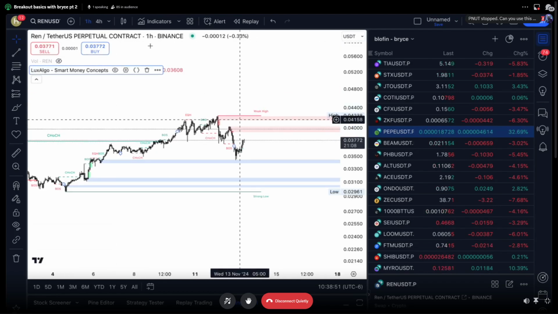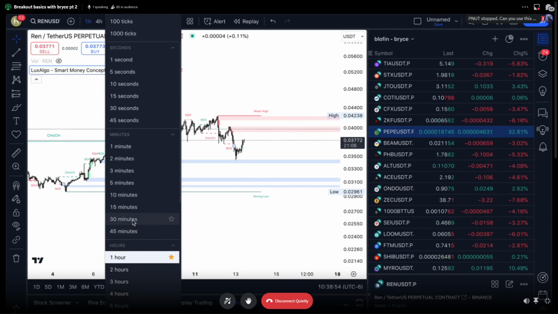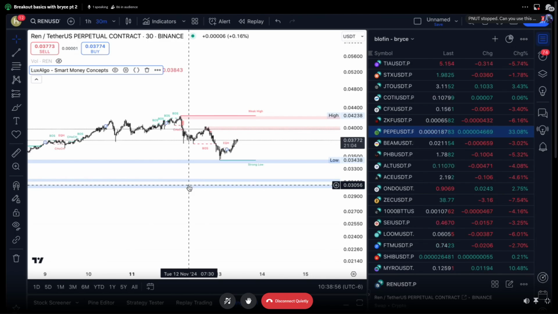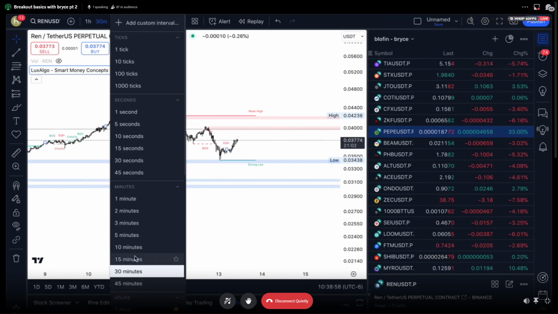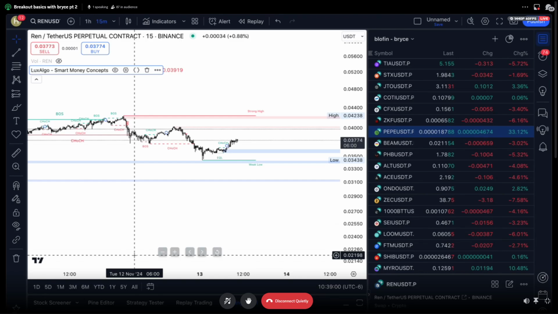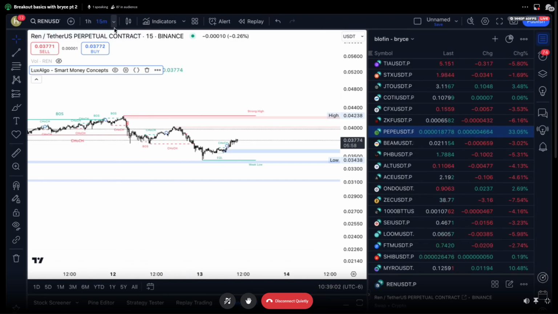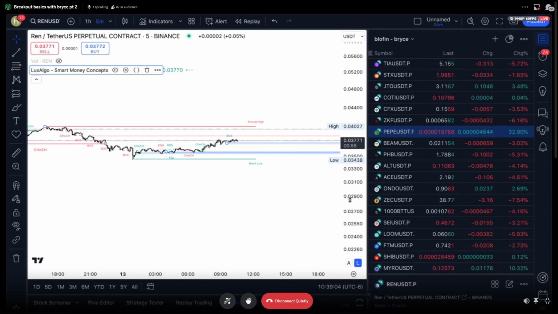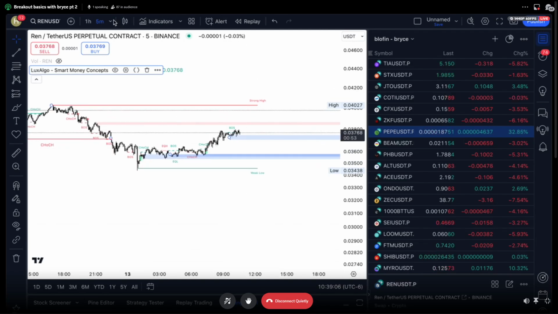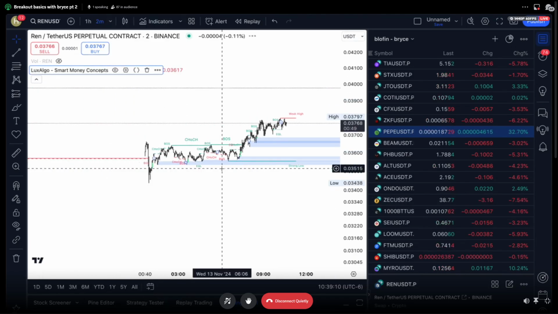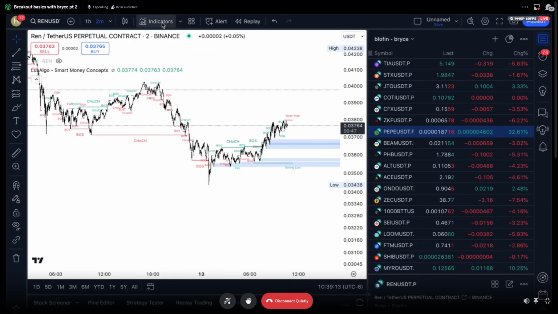Same thing, overlaps. 30 minutes, same thing, overlaps. 15 minutes, same thing, overlaps. 5 minute, okay. Starting to get there. Jeez, what is this price action on this coin?